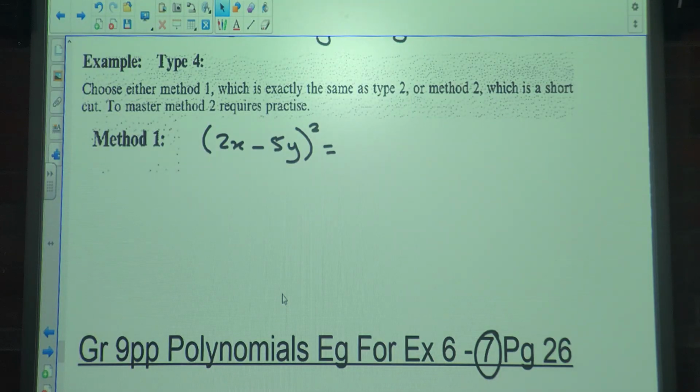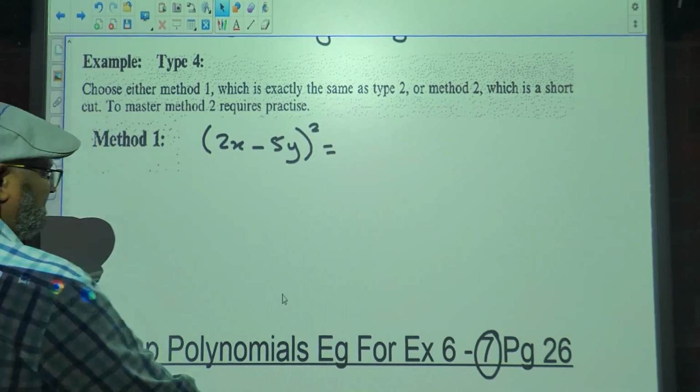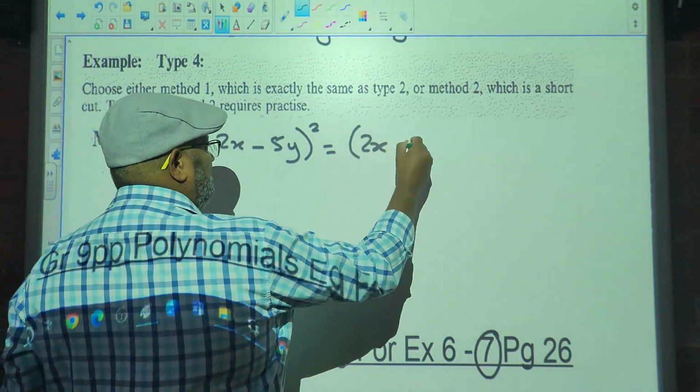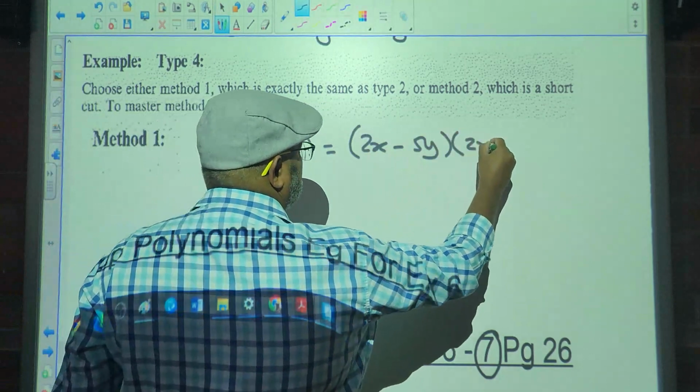If I have 2 squared, what does 2 squared mean? 2 multiplied by 2. What is 6 to the power 3, or 6 cubed? 6 times 6 times 6. So what does 2x minus 5y all squared mean? 2x minus 5y must be multiplied by 2x minus 5y. So we write this out twice: 2x minus 5y times 2x minus 5y.